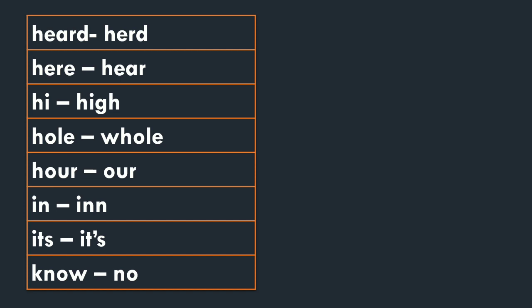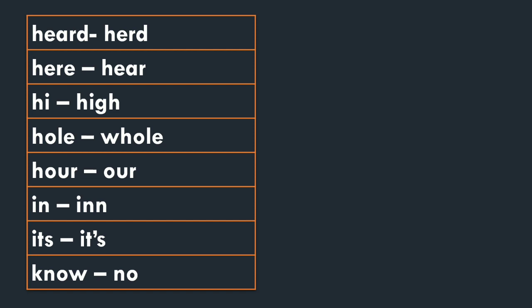Next is whole. H-O-L-E and W-H-O-L-E. Its pronunciation is whole. H-O-L-E, hole, is the narrow passage that has been made through a solid surface or on the surface, that is hole. And W-H-O-L-E, whole, is the complete.